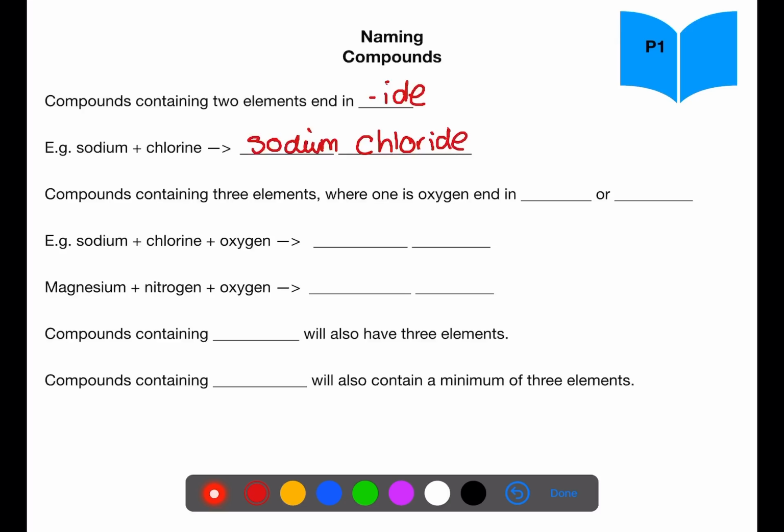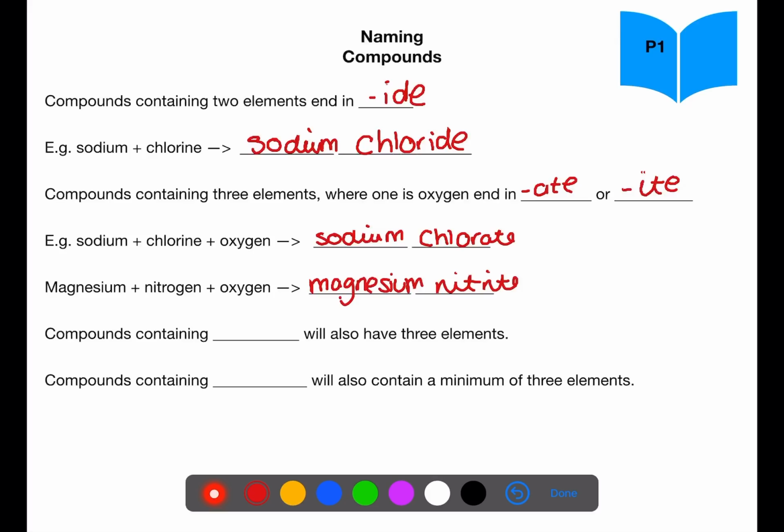Compounds which contain three elements, where one of them is oxygen, will end in the letters ATE or ITE. Compounds ending in ITE have less oxygen than those ending in ATE. Where sodium, chlorine and oxygen form a compound, this could be called sodium chlorate. Where magnesium, nitrogen and oxygen form a compound, this could be magnesium nitrite.